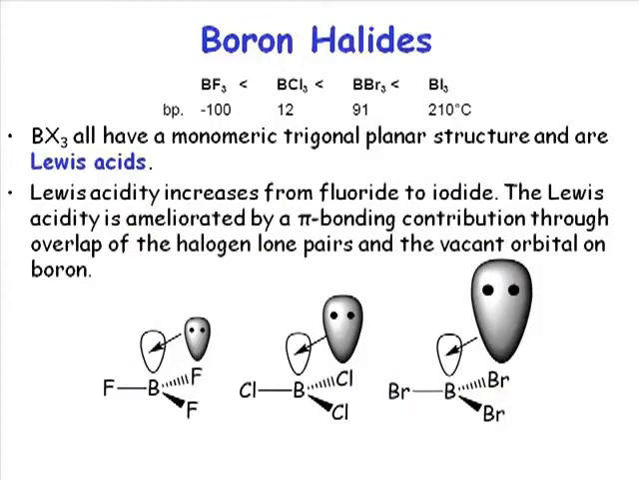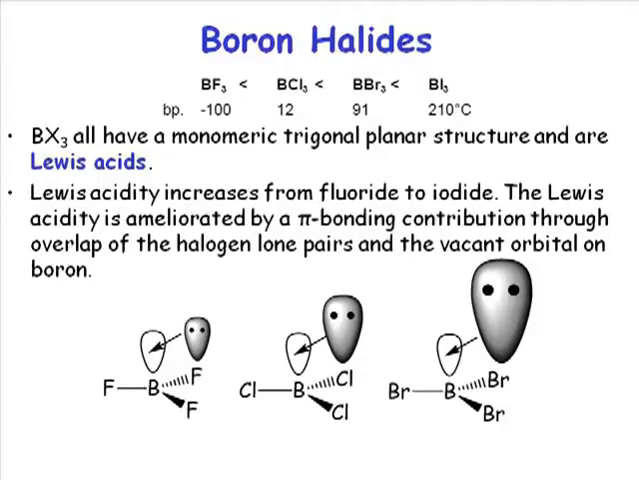Now, all of these boron halides have different Lewis acidity. The trend in Lewis acidity that you observe is not perhaps the one that would be first intuitive to you. So if we were to just consider the electronegativity of the halide atoms, which is the most electronegative halide atom? So fluorine is the most electronegative.